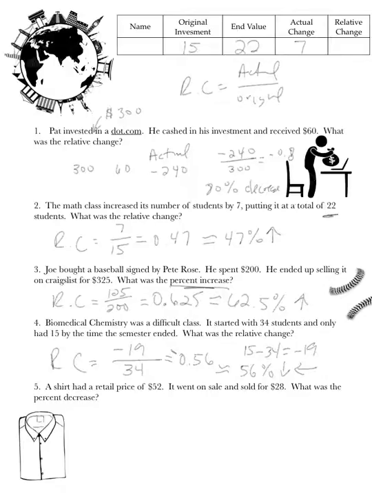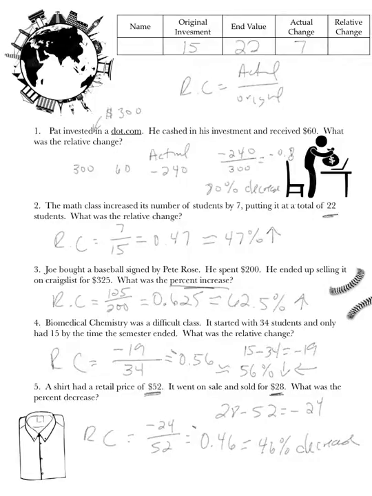The next one, a shirt had a retail price of $52. It went on sale and sold for $28. What was the percent decrease? Remember, the original is 52. The end value is 28. So end value minus the original value. 28 minus 52 is negative 24. So my relative change formula is going to be negative 24 over 52. If I put this in my calculator, I get approximately 0.46, and that would mean that this is a 46% decrease. Because remember, when something's on sale, it means the price is less than what you started off with.